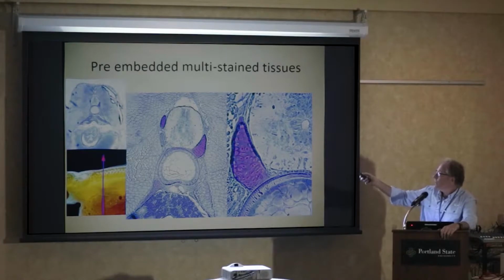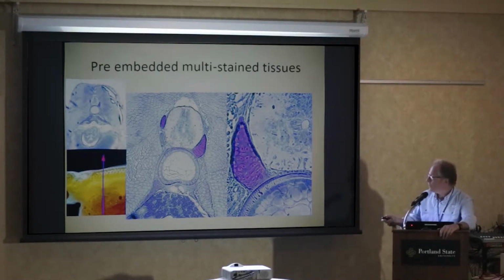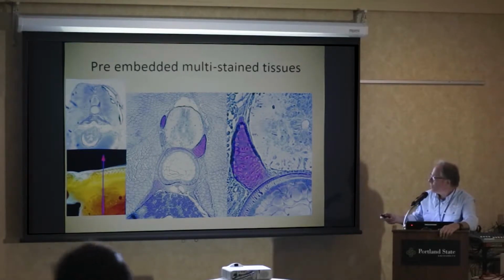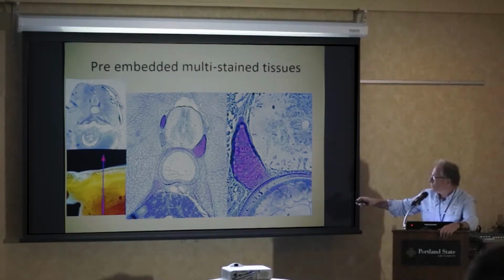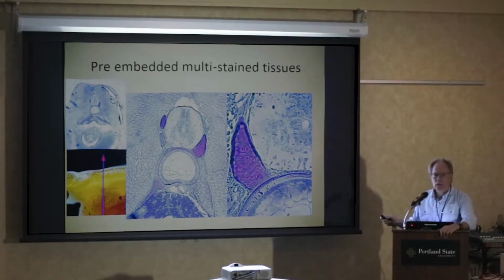So this was the pre-embedded tissue. Again, the entire embryo is multi-stained, with Giemsa and May-Grunwald, and it shows some things, but it doesn't show a great deal. So you have the neural tube here, which doesn't really look that distinct, in my opinion, from the notochord. There's a little bit of red here that would be mesodermal, but not a great distinction. So this didn't work as well as I had hoped.